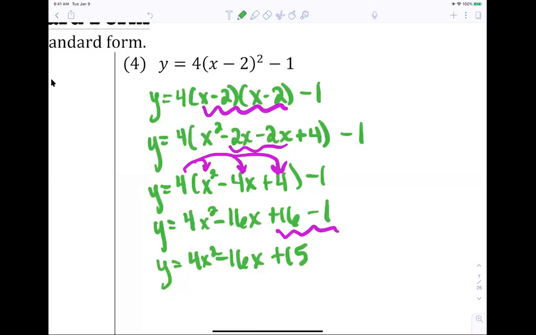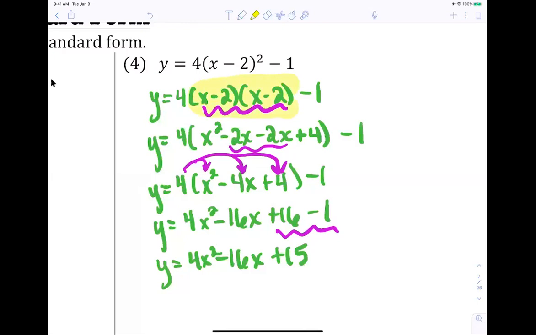So just double check, your first step should have been to expand that x minus 2, since that's what's being squared. x minus 2 squared is x minus 2 times x minus 2. So the second step is then to actually multiply that out.